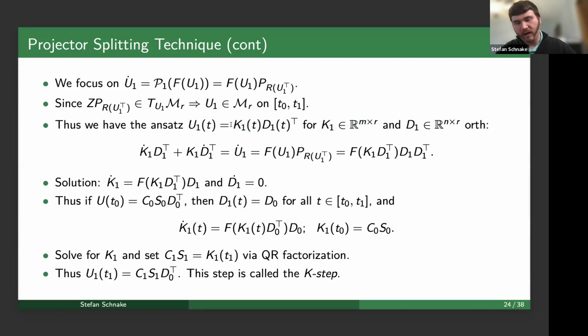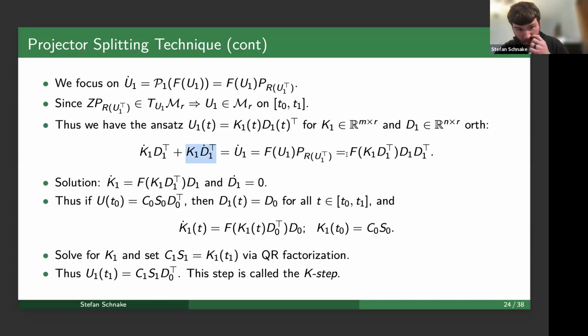Then essentially, if I plug this ansatz into the ODE, I get a product rule for U, that it's K times D. And on the left-hand side, since D1 is orthonormal, the projector operator is represented by D1 times D1 transpose. And essentially, I'm looking for a solution to this equation. And you can easily find one by saying, okay, if I set D1 to be constant in time, then D1 prime is 0, and that knocks out this term right here.